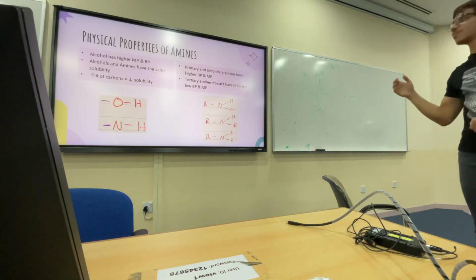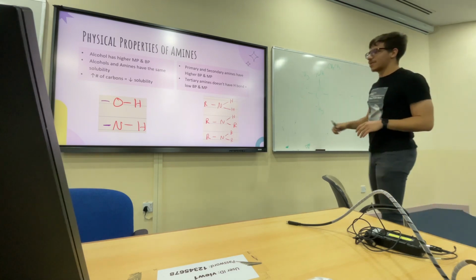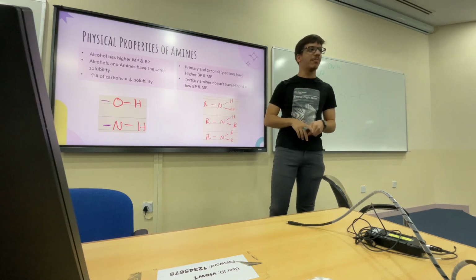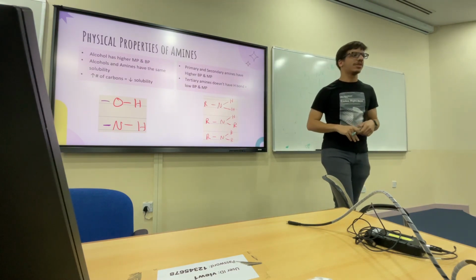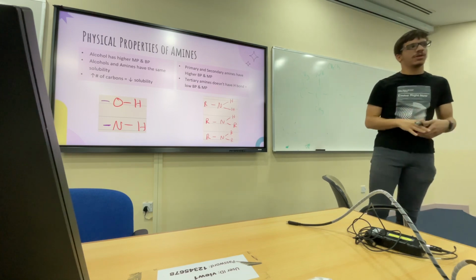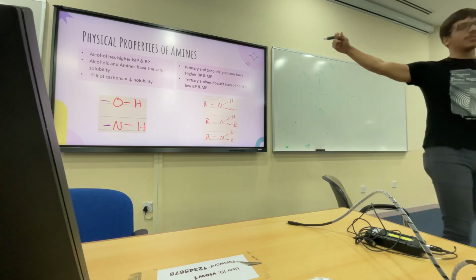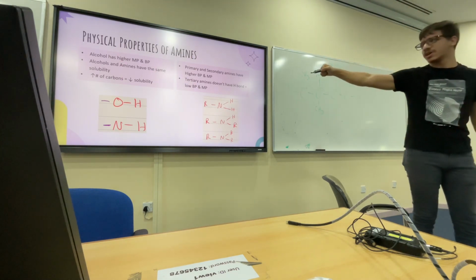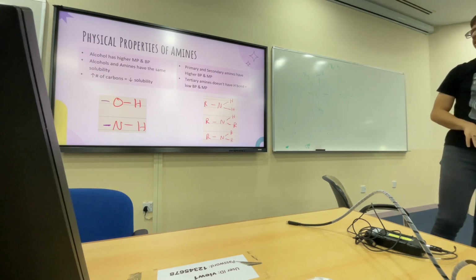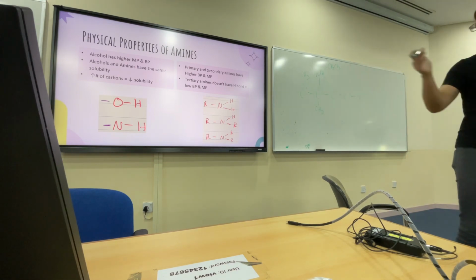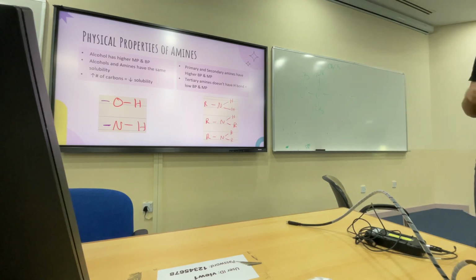Hala, let's talk about the properties of amines. Comparing amines to alcohols, amines usually have a lower melting and boiling point, but they have the same solubility. The solubility depends on the number of carbons. The difference in boiling point and melting point is because of the difference in electronegativity of nitrogen and oxygen. As we know, oxygen has higher electronegativity than nitrogen. As the number of carbons increases, the solubility decreases.